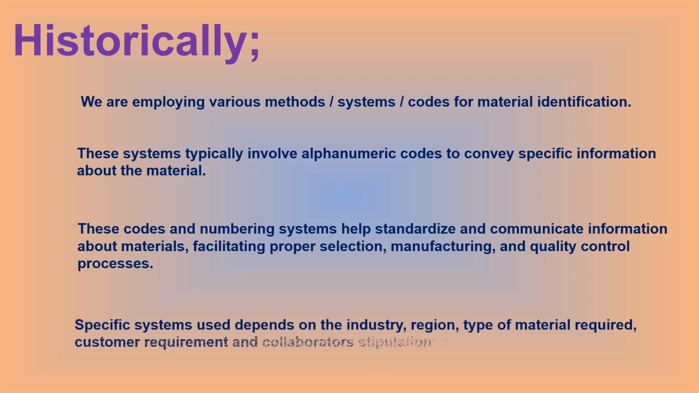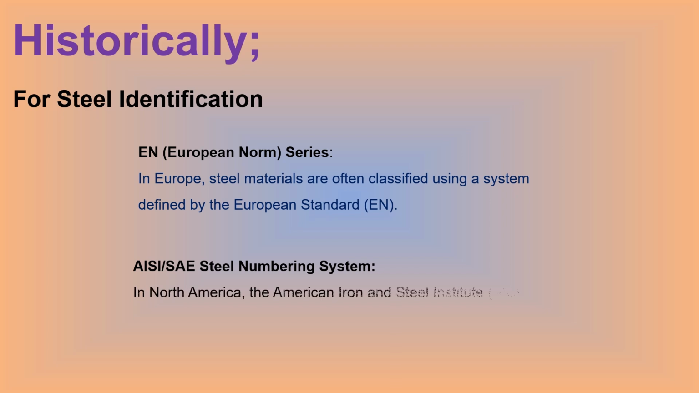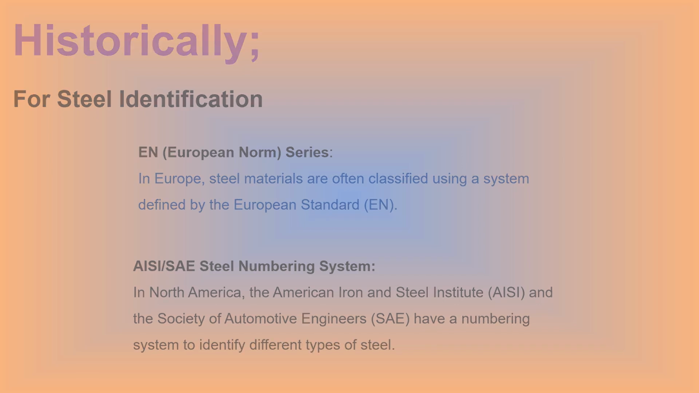The specific system used depends on the industry, region, type of material required, customer requirement and collaborators' stipulation, if any. European norm or EN series: in Europe, steel materials are often classified using a system defined by the European standard, EN. AISI/SAE steel numbering system: in North America, the American Iron and Steel Institute, AISI, and the Society of Automotive Engineers, SAE, have a numbering system to identify different types of steel.